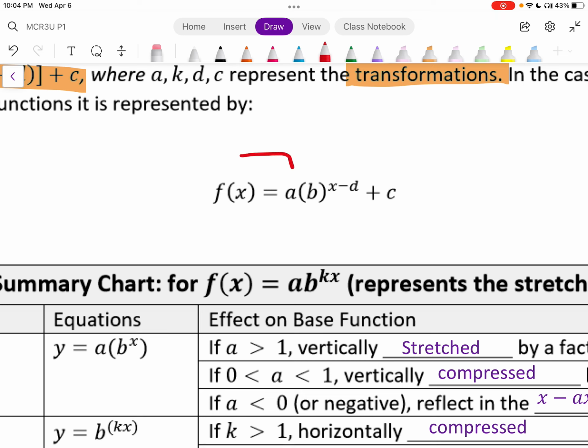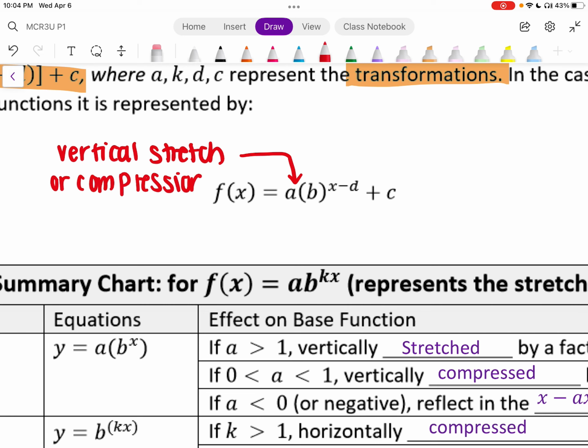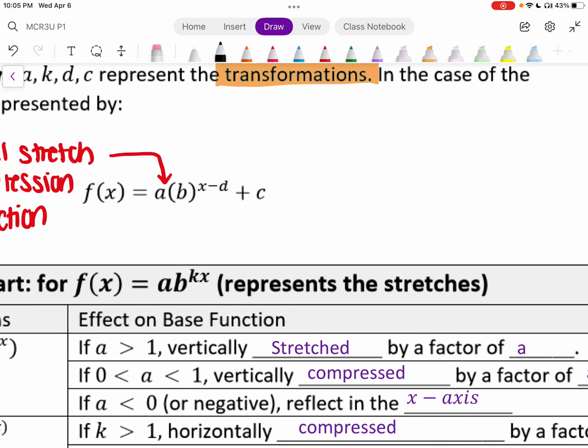The a value here would represent the vertical stretch or compression, as well as the reflection, right? So if it's negative, it's reflected in the x-axis. Here we have, oops, this should also have a k there. And so in yours, it will have a k, right? x minus d. So I'm just going to go ahead and write that in a nicer little way: k(x minus d), right?